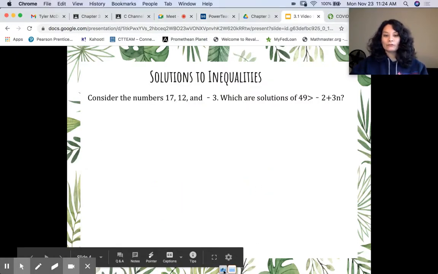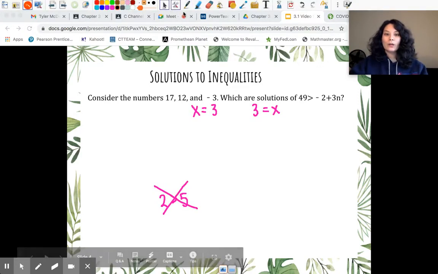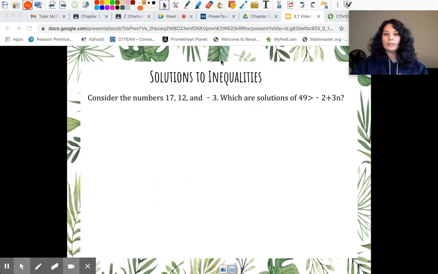All right, so the first thing that we're going to do, take a moment to write all of this in your notebook. Pause the video if need be. You do need all of this information down. We're going to determine solutions to inequalities. And all you're going to do here is perform a check. So at this point, we've done checks for equations. We're going to do the same thing for an inequality.